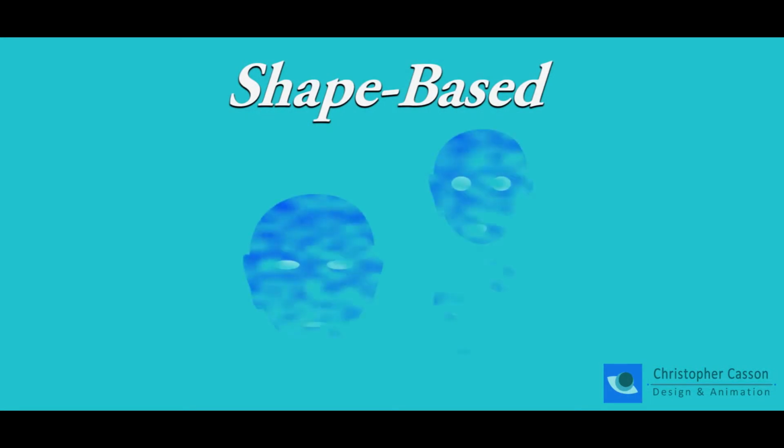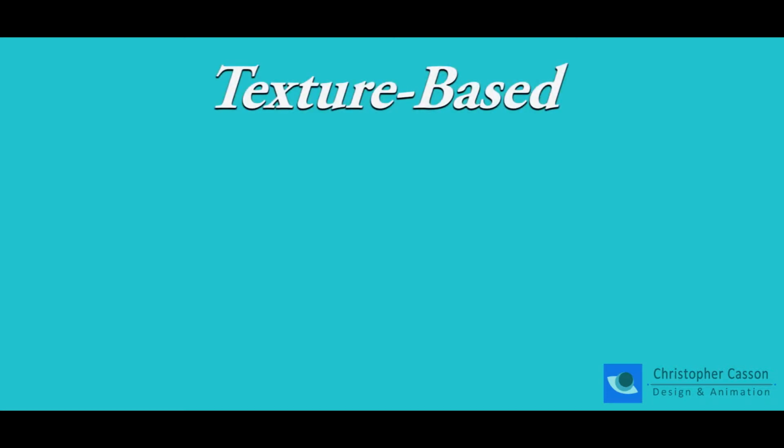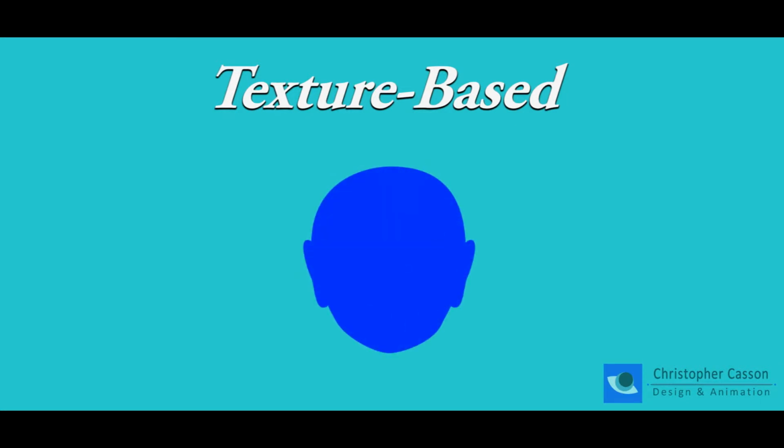This method is called the shape-based method. It uses the blend shape tool to change the shape of the face into different expressions using multiple morph targets. Instead of using polygon transformations to animate the face, texture-based animation manipulates the textures on the models instead. This method has been used in older video games along with 3D cartoons.